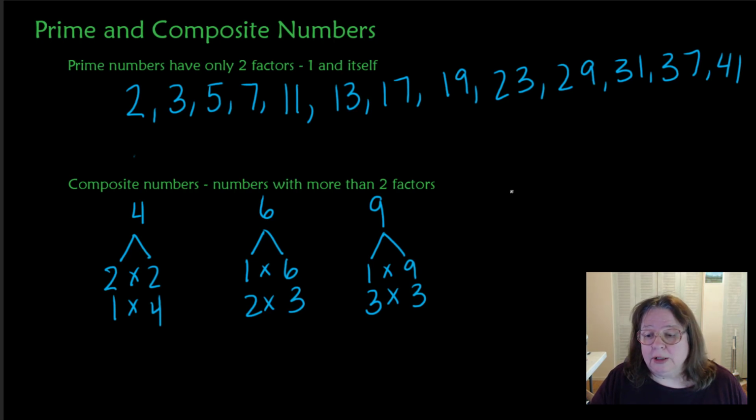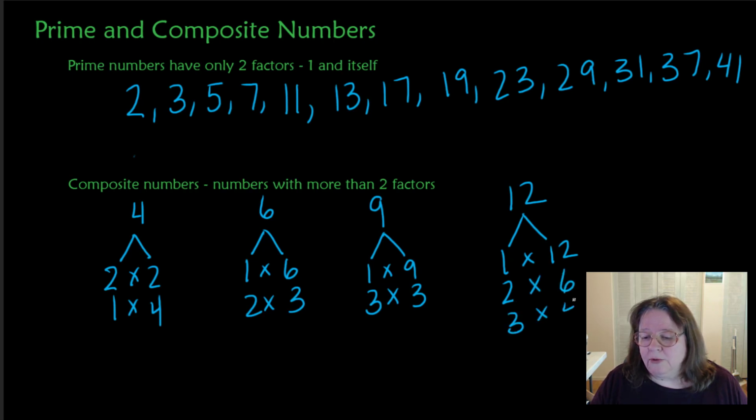Let's look at one more. Let's look at 12. 12 has 1 times 12. And I like to start with 1 and then go up. 1 times 12, 2 times 6, 3 times 4. Definitely not a prime number.